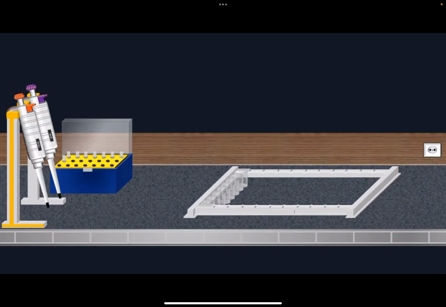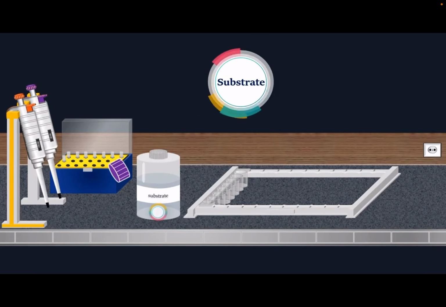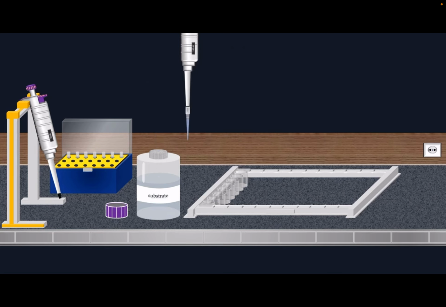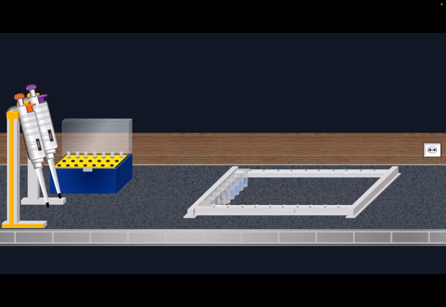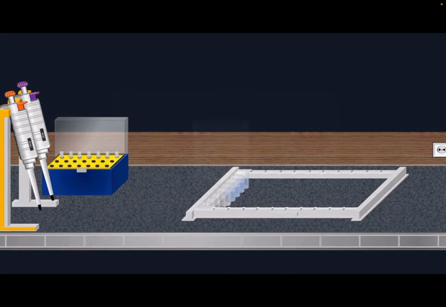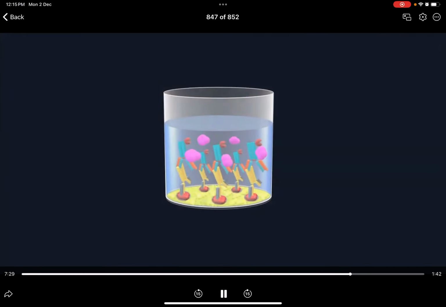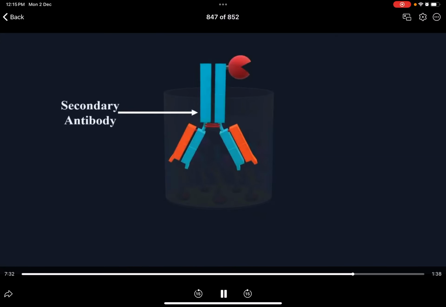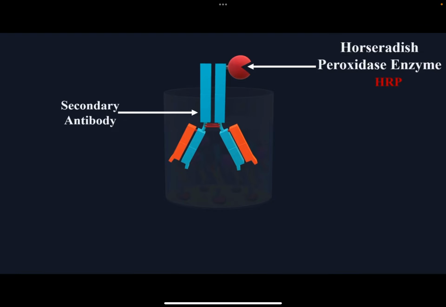After the final wash, the next critical step is the detection of the antibody-antigen complexes. This is achieved by using a substrate that initiates a reaction, resulting in a detectable signal. The substrate solution is carefully added to each well. Then the well strip is covered and incubated. To enable detection, the secondary antibody is typically labeled with an enzyme, such as horseradish peroxidase, HRP.